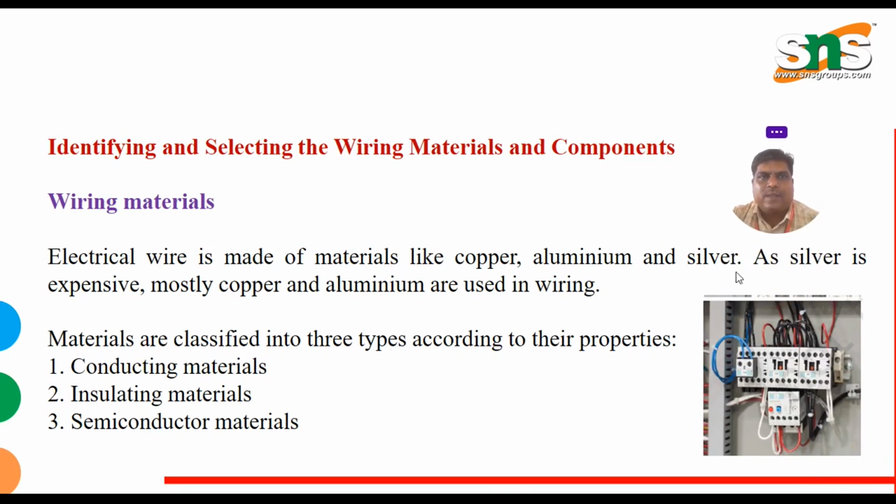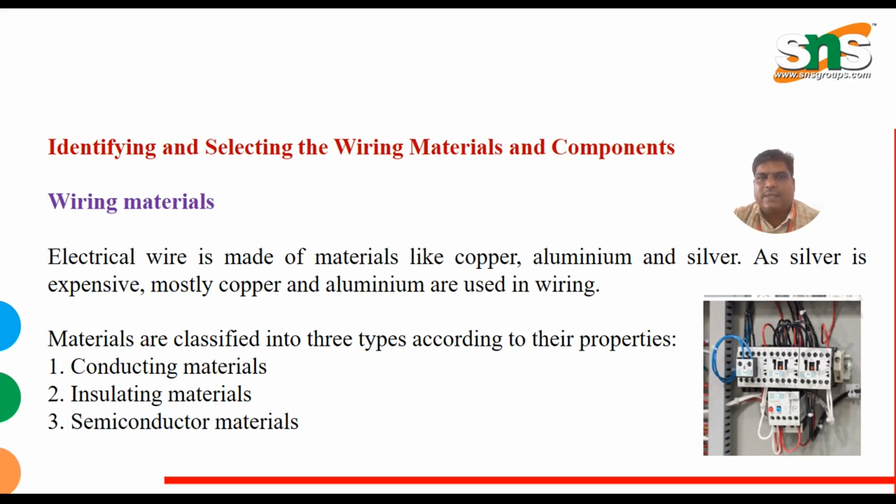Identifying and selecting the wiring material and components. If you see this, there are so many wires of various materials available, and these wires come in different colors. Now we will see how these colors are coded. Wiring materials: electrical wire is made up of materials like copper, aluminum and silver. As silver is expensive, mostly copper and aluminum are used in wiring.